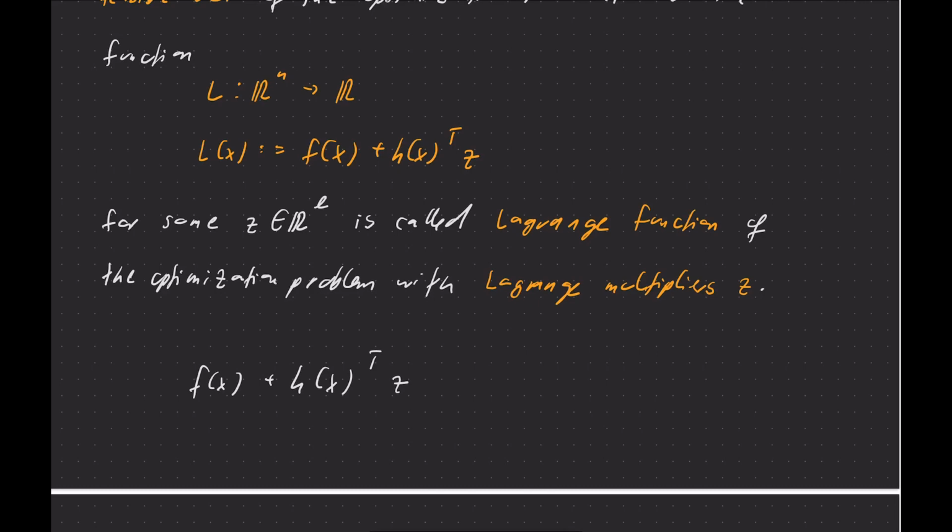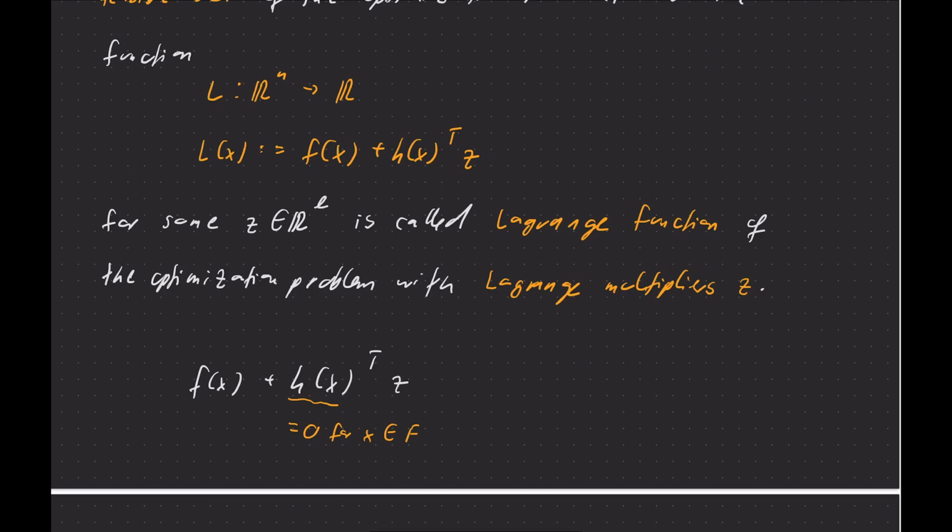Now, if we have a feasible point, then this h of x will be 0. So this is 0 for x in the feasible set. So for any feasible point, the Lagrange function value is exactly equal to the function value of the objective f itself. So instead of minimizing f, we could also minimize the Lagrange function. What do we gain by that?